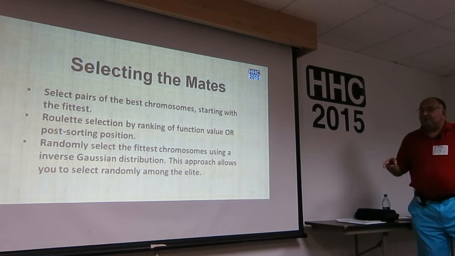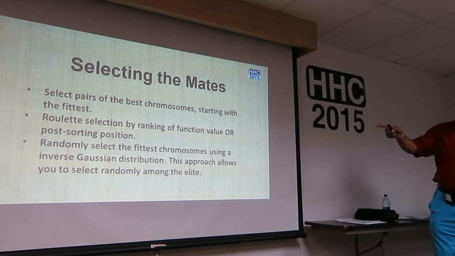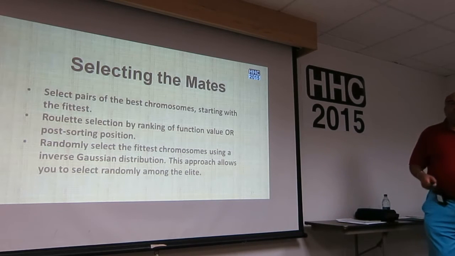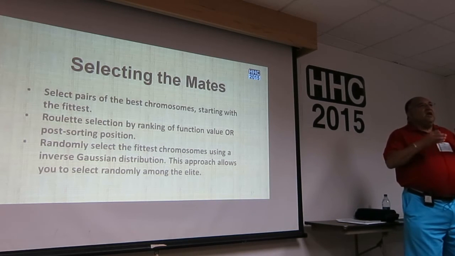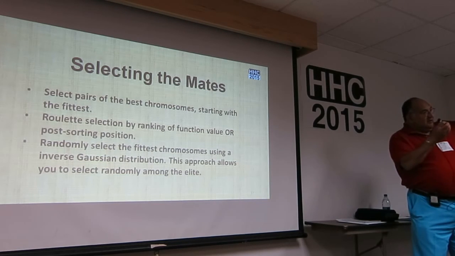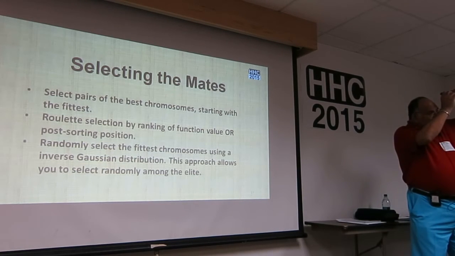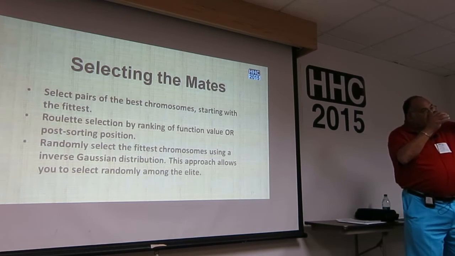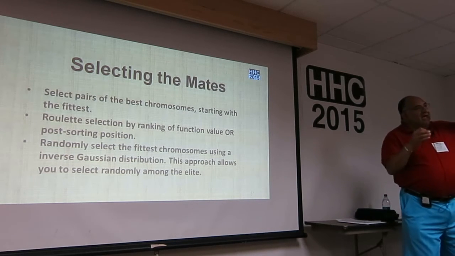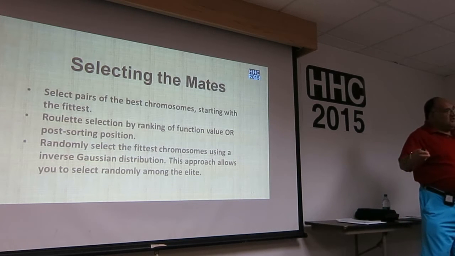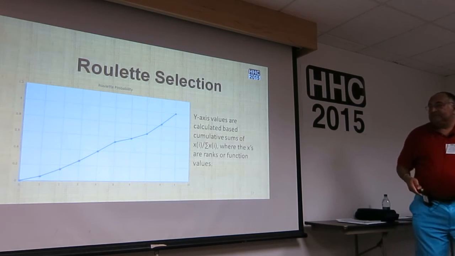I found a method where I could randomly select fit chromosomes using the inverse Gaussian distribution. I'll explain this. My thinking is you're picking randomly among the elite, not sticking to the very, very elite, but you can wander away a little bit from the top, because I didn't have much faith in focusing on using unfit elements.